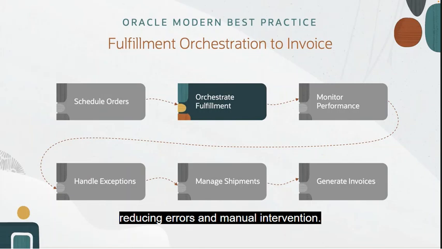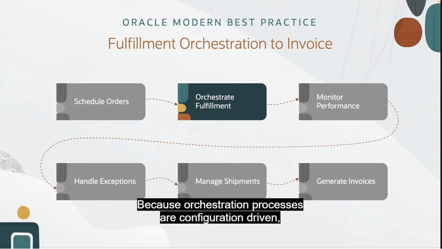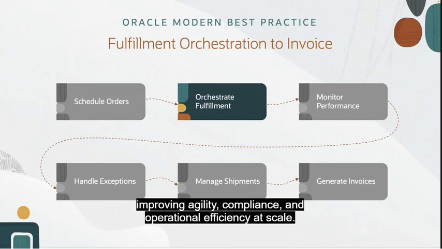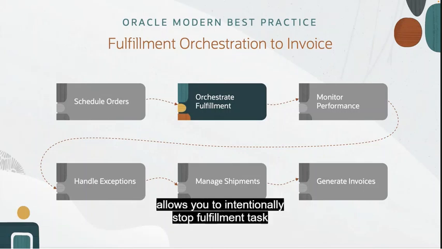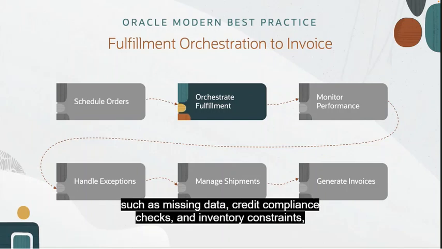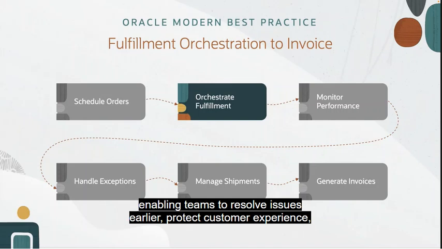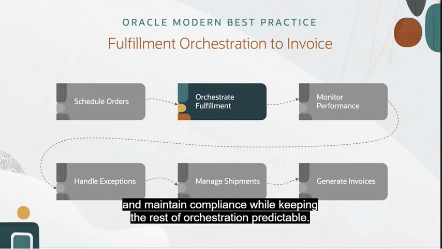Because orchestration processes are configuration-driven, they enable faster, governed process changes and better exception handling, improving agility, compliance, and operational efficiency at scale. Similarly, defining pause task rules in Oracle Order Management Cloud allows you to intentionally stop the fulfillment task when predefined business conditions occur, such as missing data, credit compliance checks, and inventory constraints, preventing downstream errors and reducing costly rework. This improves control, visibility, and exception management, enabling teams to resolve issues earlier, protect customer experience, and maintain compliance while keeping the rest of orchestration predictable.